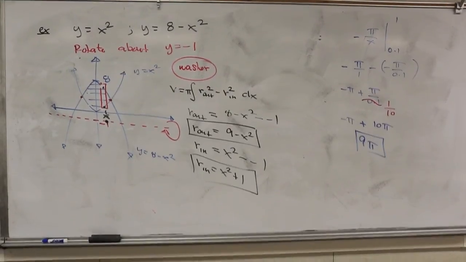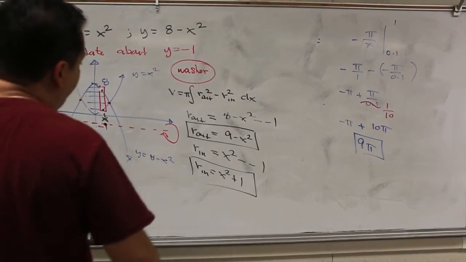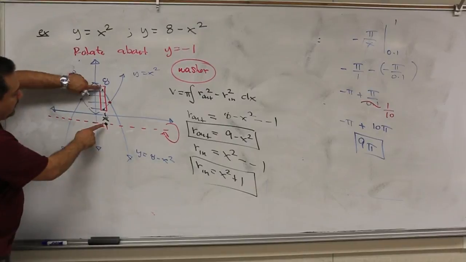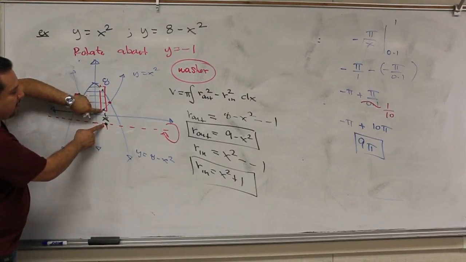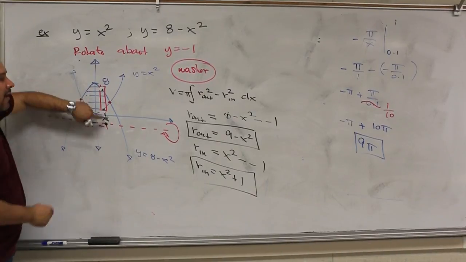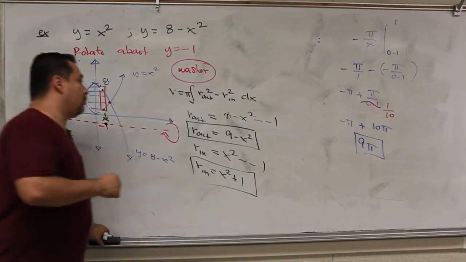Sorry. Okay, let's take a look here. Are we fine? What do you guys think about that, right? This big radius, this outer radius, and this is the inner radius. Minus that, that's a negative one. That's vital.